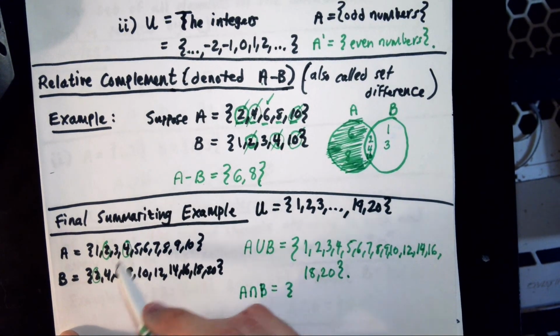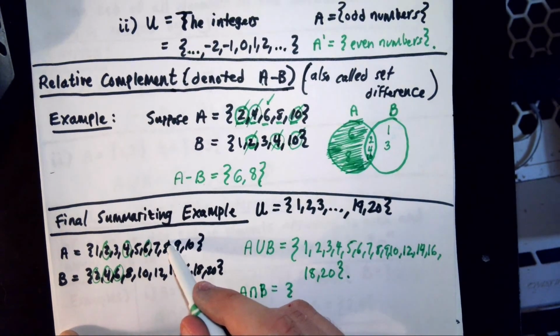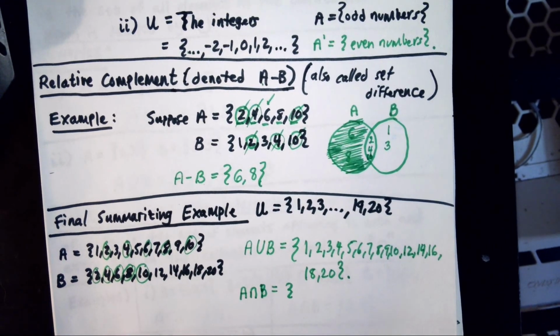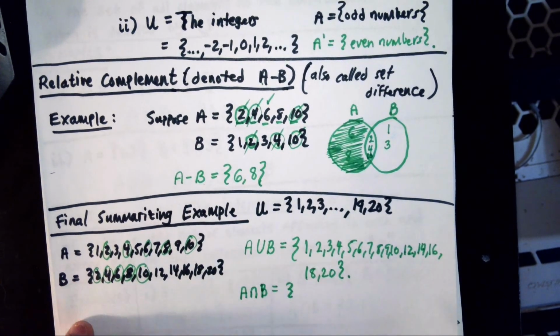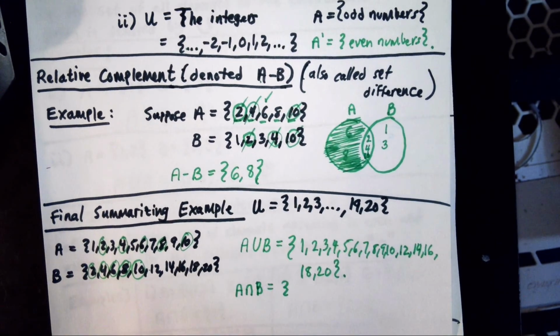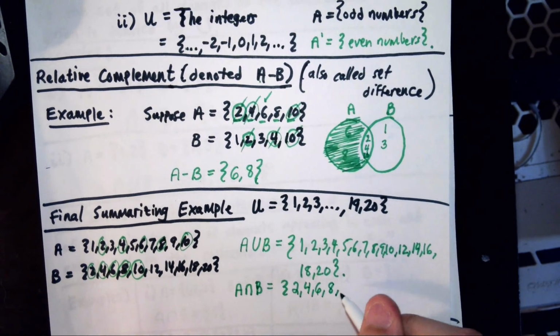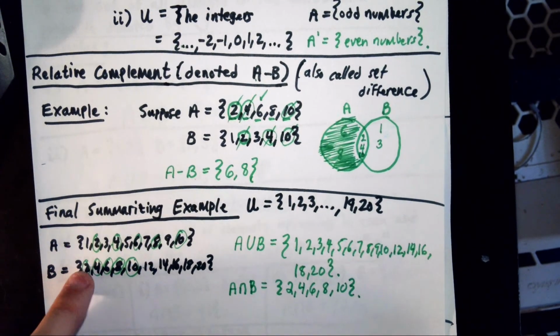We've got the number 4. Notice the pattern. We've got the number 6. We've got the number 8. We've got the number 10. Those are the only numbers that are in common. And really, notice that the numbers that are in common here are the even integers between 2 and 10. We've got 2, 4, 6, 8, and 10. So A intersect B is 2, 4, 6, 8, 10. Awesome. That's what's in common between A and B.